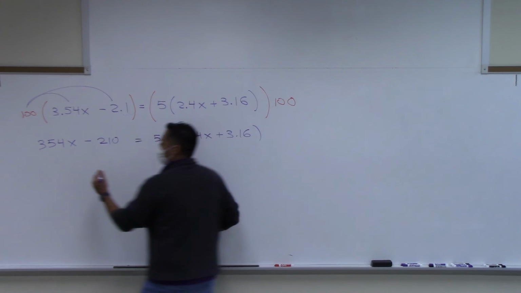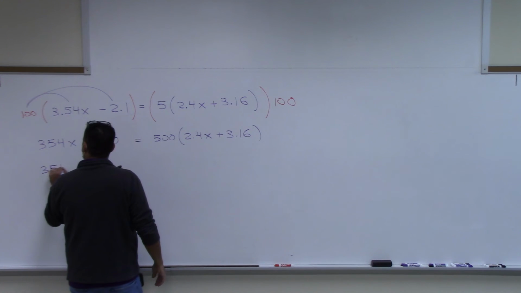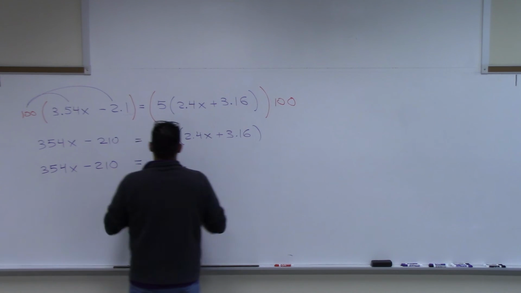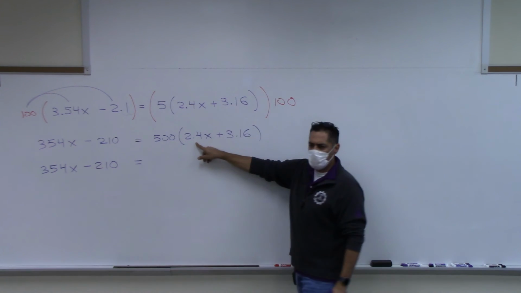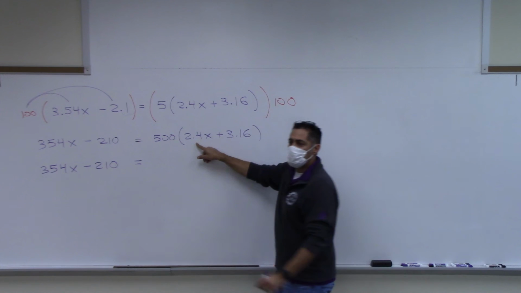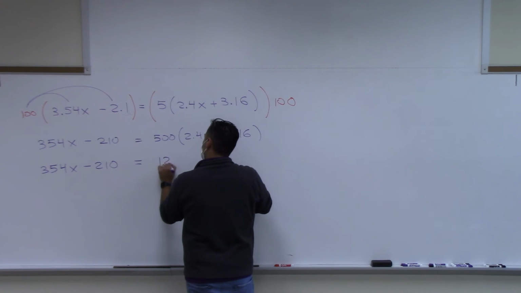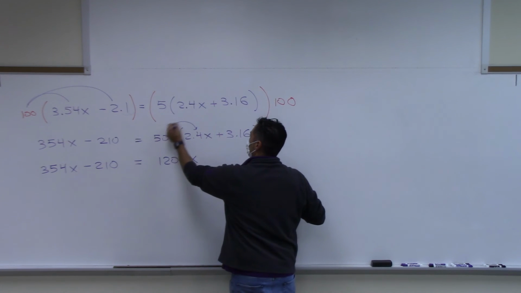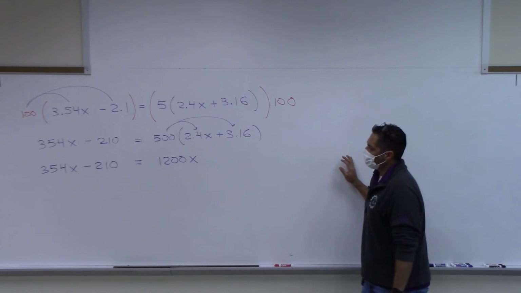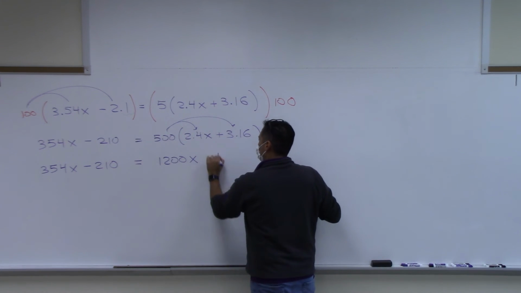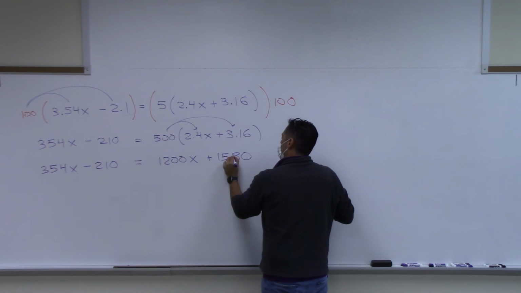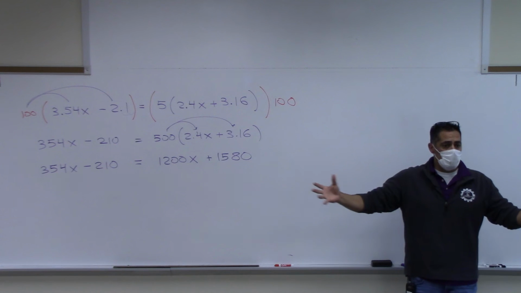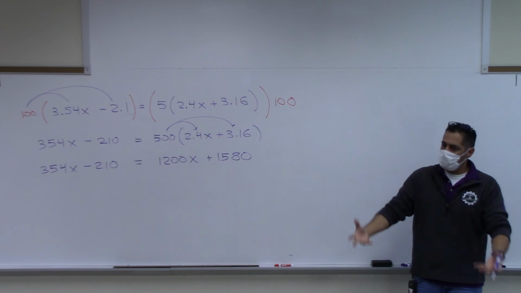So now I need someone with a calculator to tell me, just to be safe. Okay, so 500 times 2.4, anyone got that yet? Is 1200 even? So 1200x, that's this to here, and then here to here? 1580. All right, there we go. We have removed the decimals, right? We no longer have decimals.